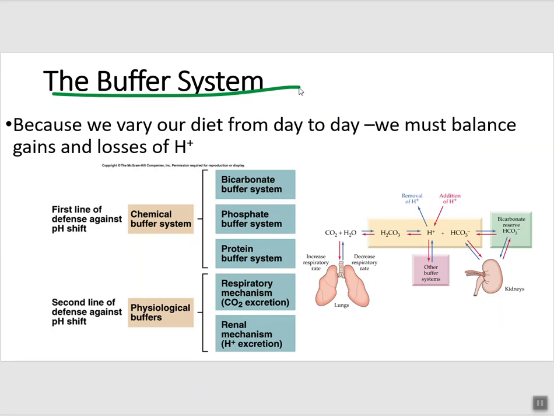Okay, guys, buffer systems. There's several different kinds. So they're dividing them into chemical and physiological. Bicarb, we've talked a lot about. Phosphate, the HPO4, hydrogen phosphate could easily become dihydrogen phosphate, or dihydrogen phosphate could easily become monohydrogen phosphate. Protein buffer system, we haven't talked about that in detail yet. We'll get to that. So these are our chemical buffer systems.